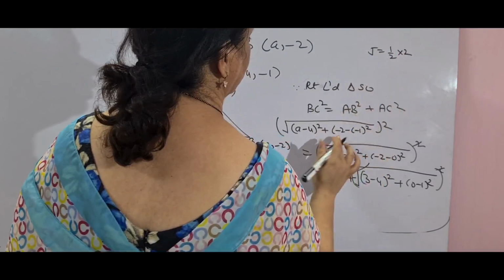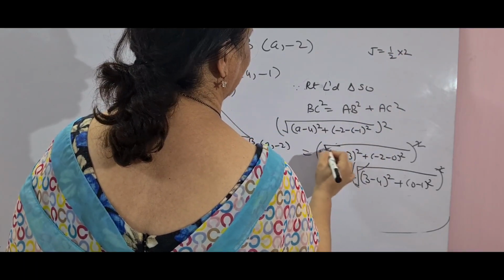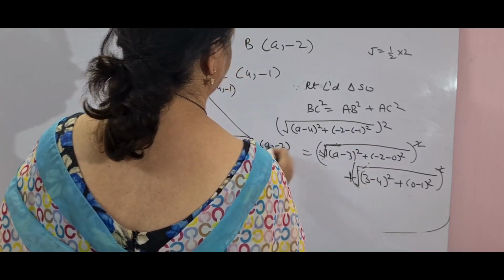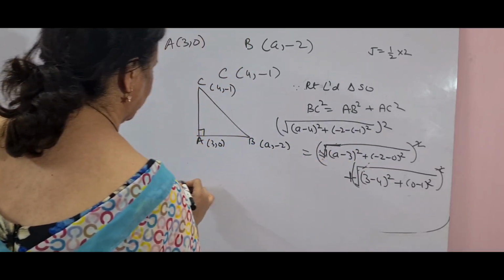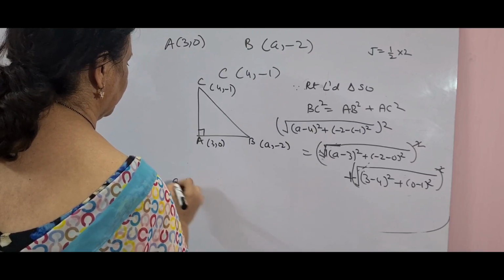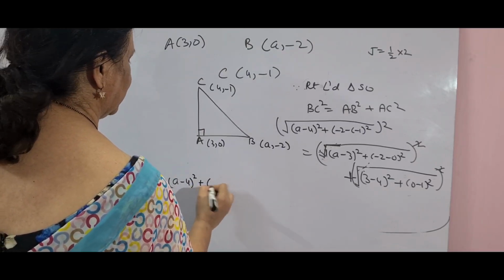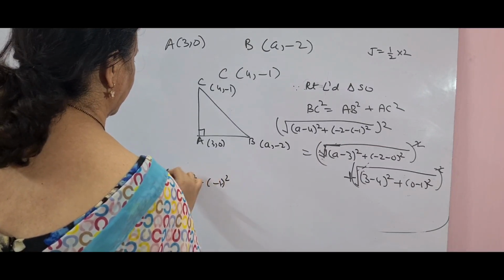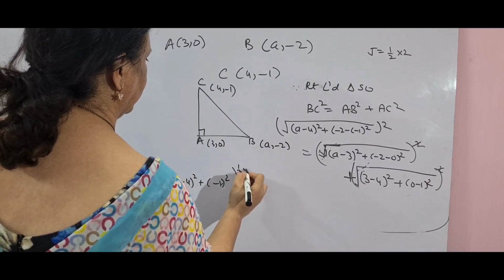Don't cancel like this, it does not look nice, and it is not mathematical ethics, you can say. So you just write, I am doing one more equation: a minus 4 whole square plus minus 2 plus 1 minus 1 whole square, 1 by 2 into 2. This is the way you are going to cancel it.